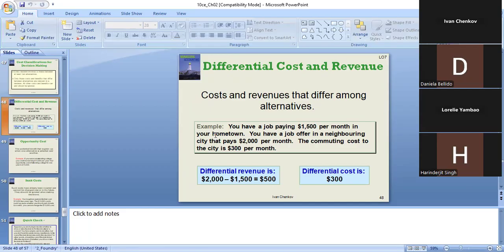So now, let's think about this. You have a job which is paying you $1,050 per month. You have a job offer in the closest city, which is going to give you $2,000. But you have to drive and you have to spend $300 for the driving per month. Would you take that? If you take this job, is that going to improve your cash?